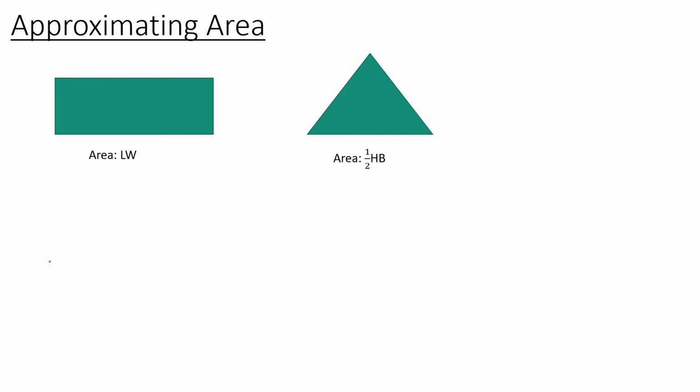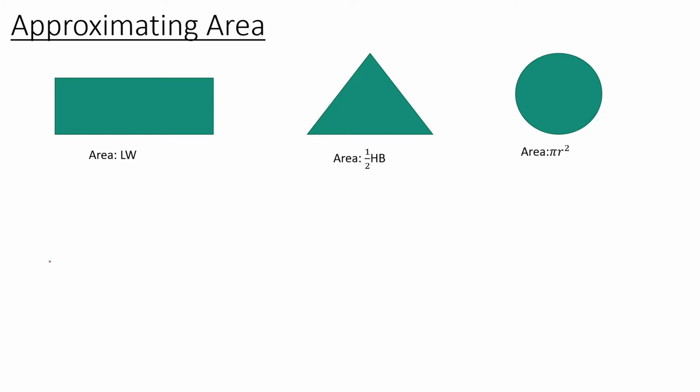Today's lesson is called Approximating Area. So the areas that we have found at this point are some geometric shapes, such as a rectangle, which is length times width; a triangle, which is 1/2 times height times the base; and circles, which is pi times radius squared. But our goal today is to figure out how to calculate the area of a curved function. So something that has a curve.